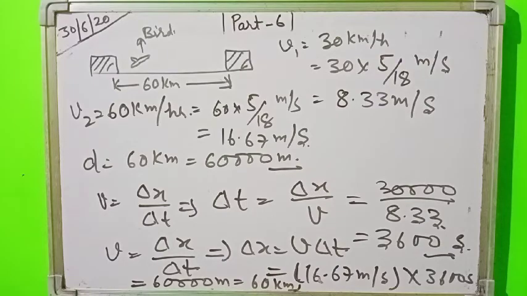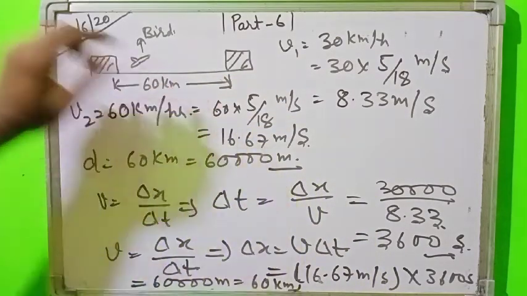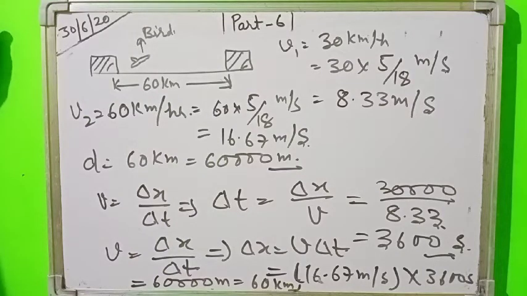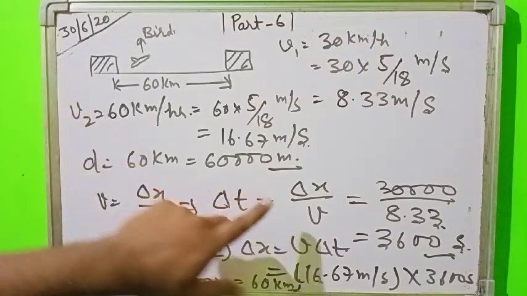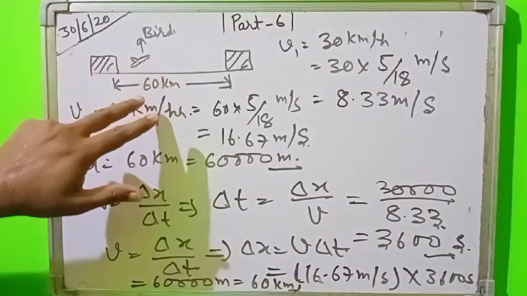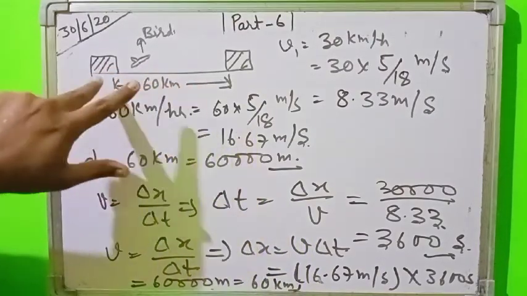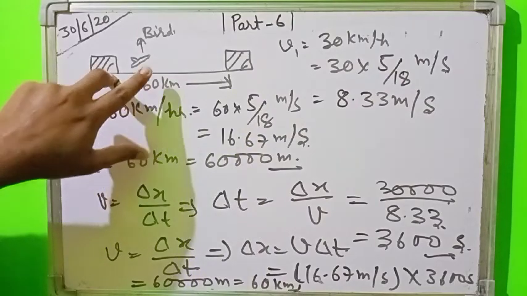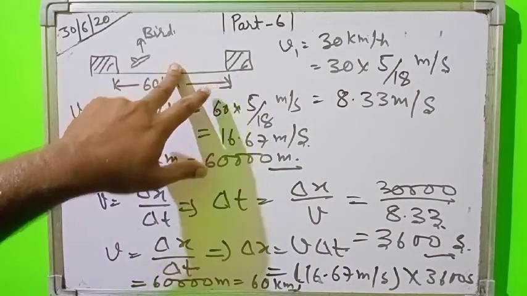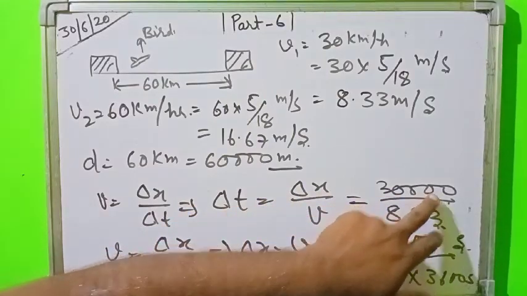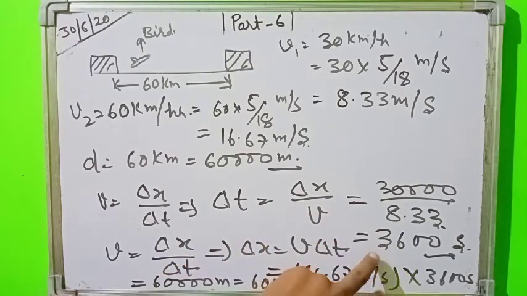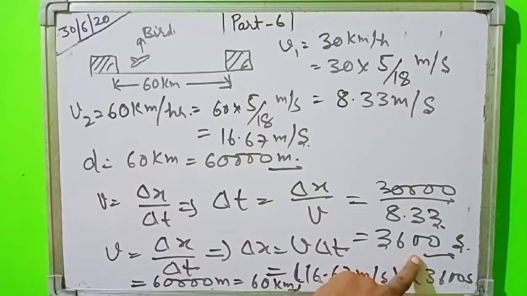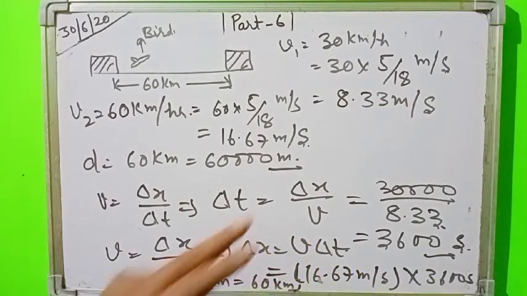It means for both the velocities v1 and v2 we had found the distance before the collision. Since both have the same speed, each will travel 30 kilometer, and both have the same speed, that is 8.33, over 3600 seconds. Now the time of collision we had got.